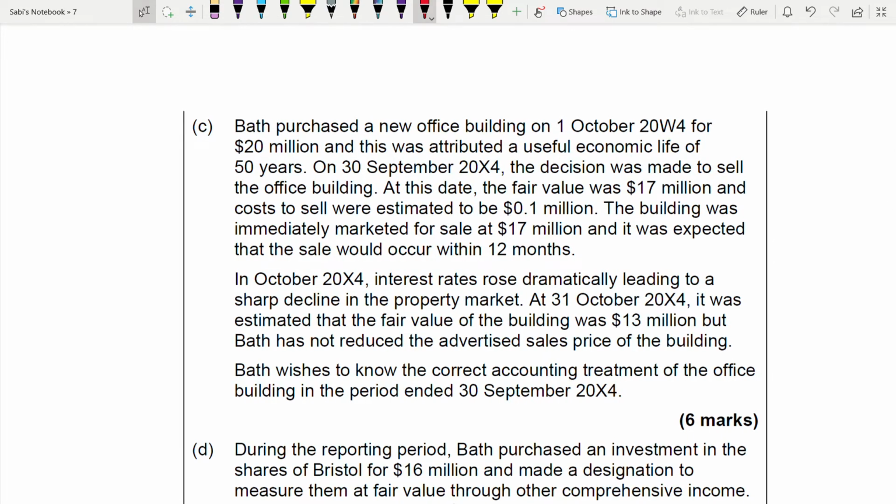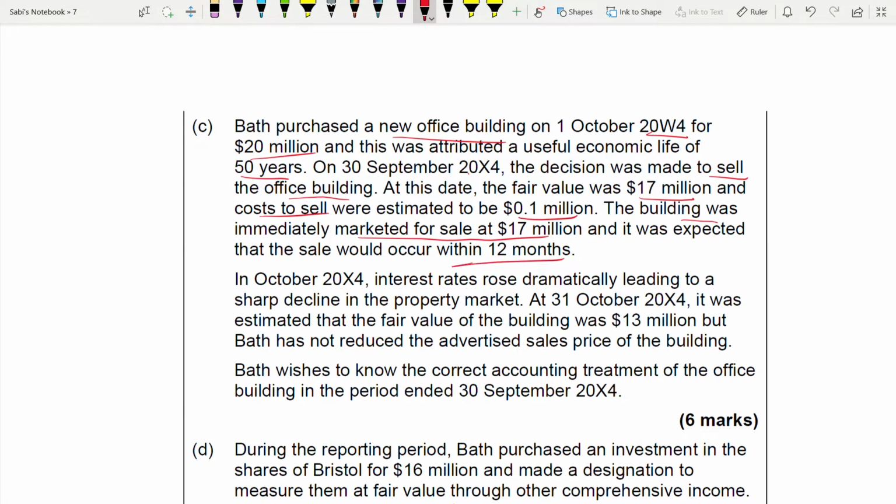Bath purchased a new office building for 20 million, and this was attributed a useful economic life of 50 years. On this date, the decision was made to sell. Which date? 30th September 20X4. At this date, fair value was 17 million. Cost to sell was 0.1 million. The building was immediately marketed for sale at 17 million, and the sale was expected to occur within 12 months.